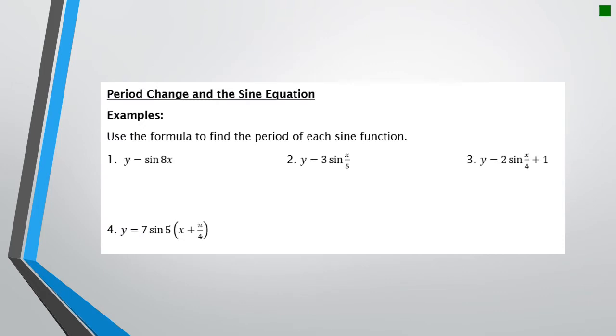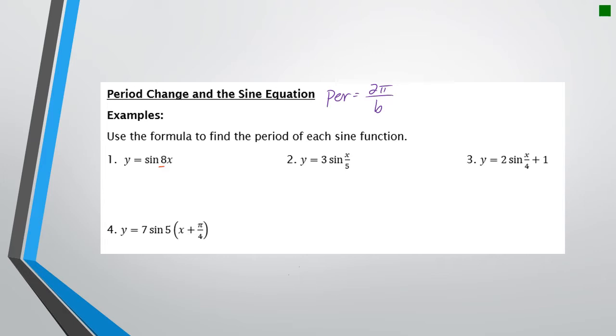Let's take a look at these 4 examples. All we're doing is identifying what the period of each function is. So I want to remind you that we have a little formula to figure out the period of a graph, which is 2 pi over b. The first thing I want to do is go through and identify the b value for all of these equations. The b value is always the number that's in between sine and x.